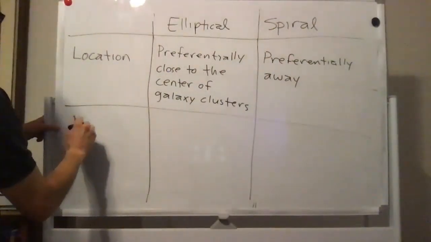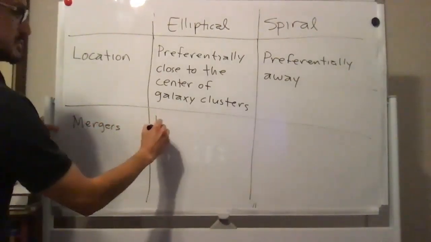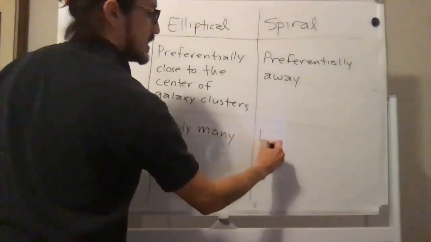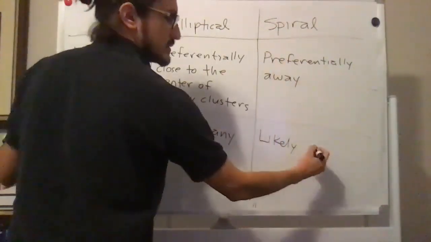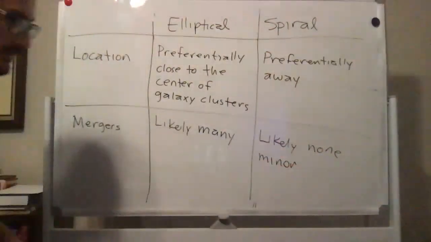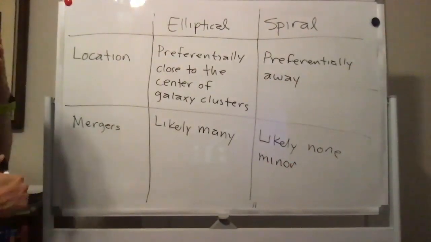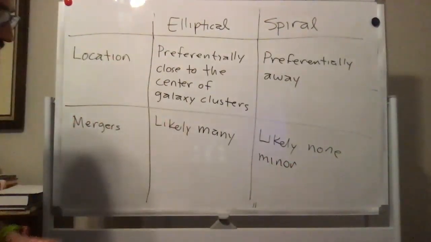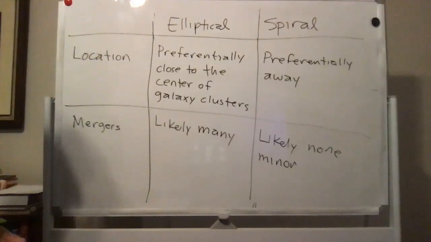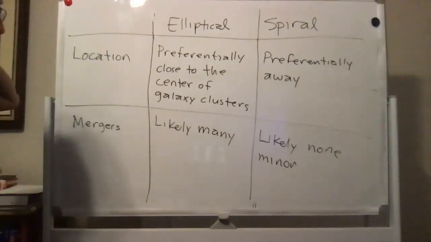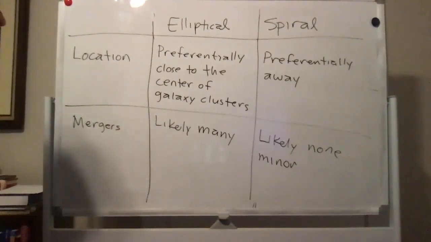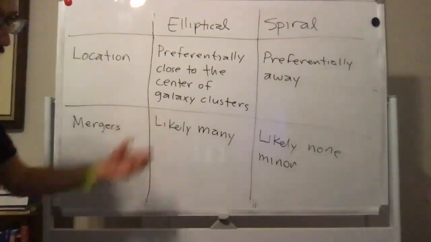They have undergone likely many mergers, and spirals likely none, or minor ones, with dwarf galaxies. So there is much more dark matter and matter in the center of galaxy clusters. So they ignited most of their gas into stars kind of early on.